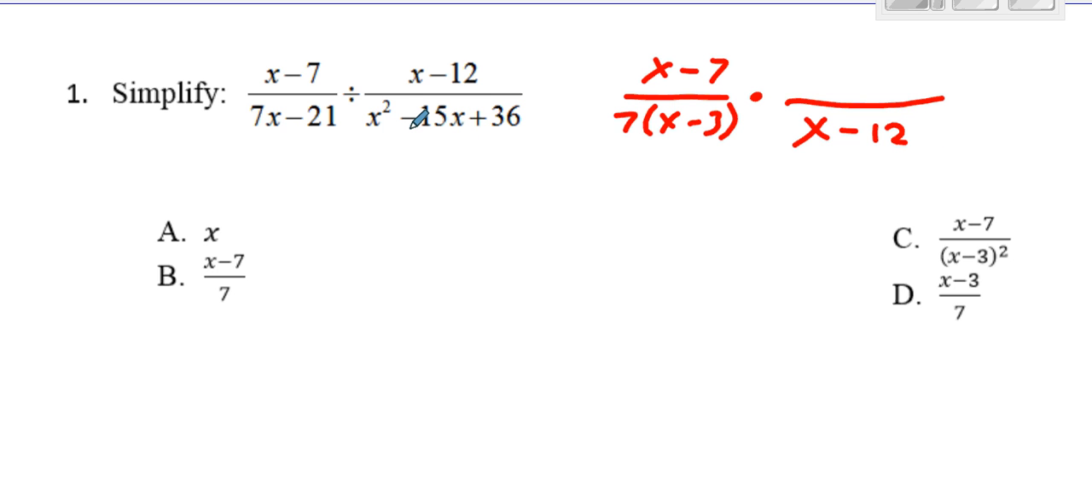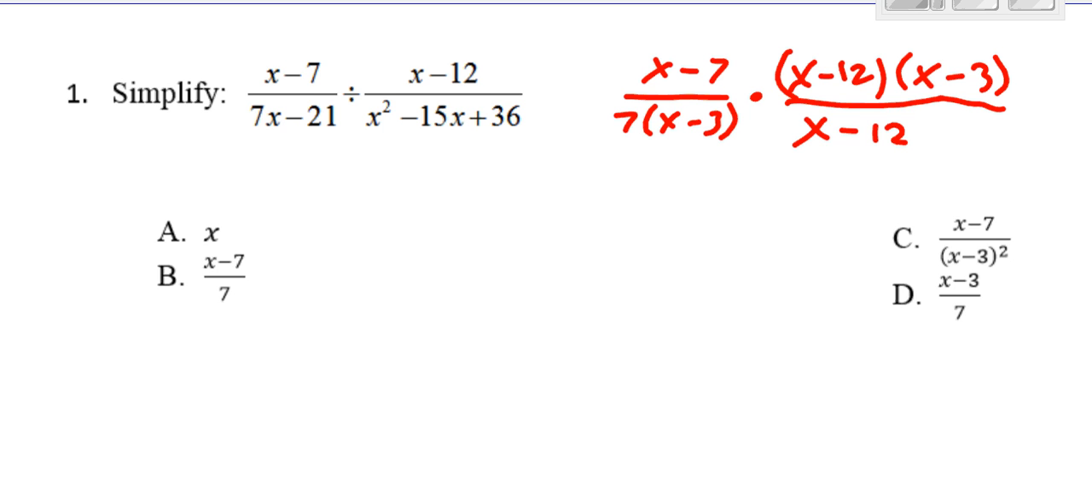And then x squared minus 15x plus 36, that factors to, we could do 9 and 4, that doesn't have to be 15 though, 12 and 3. So x, both negative, 12 and negative 3. So you've got it all factored, you got it all written out.